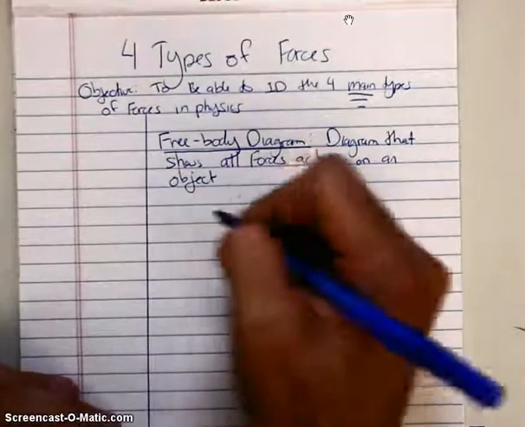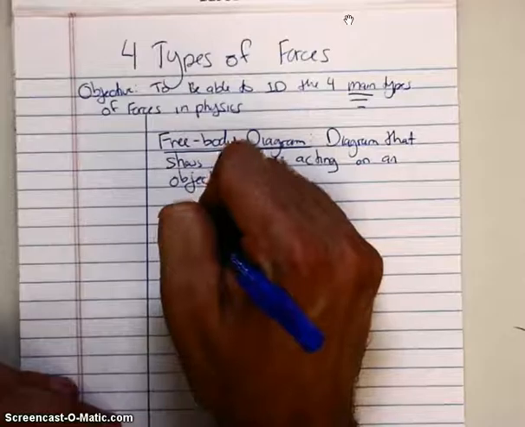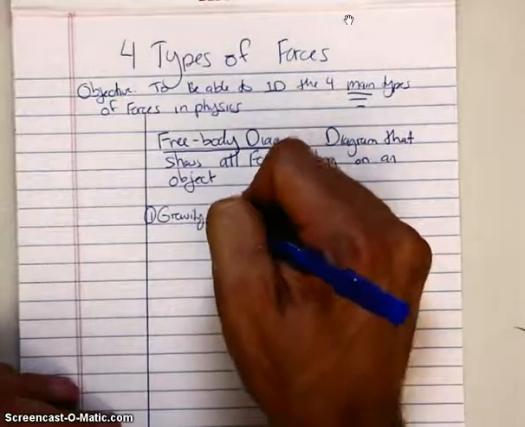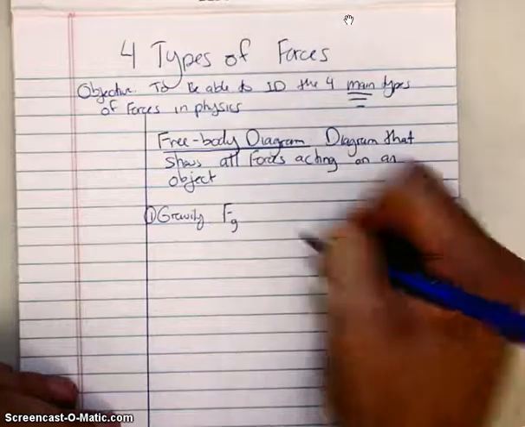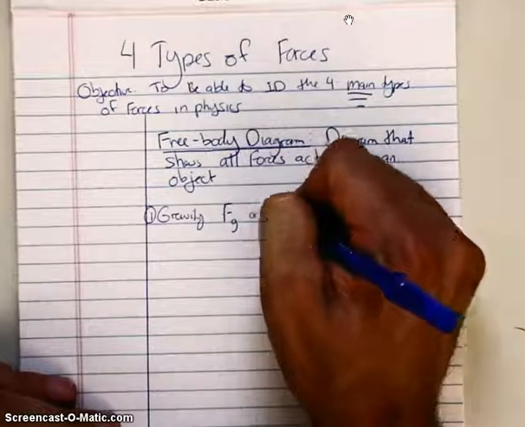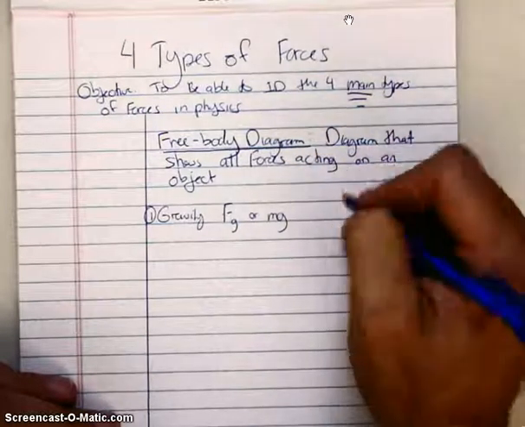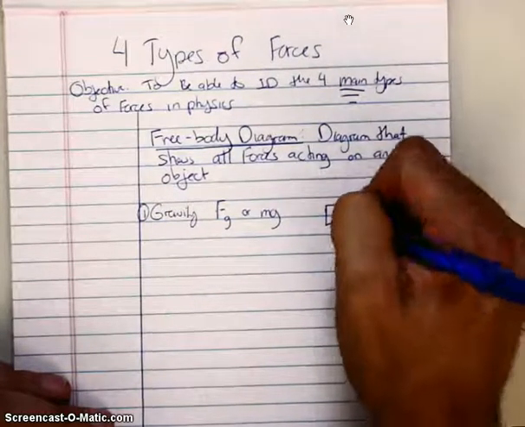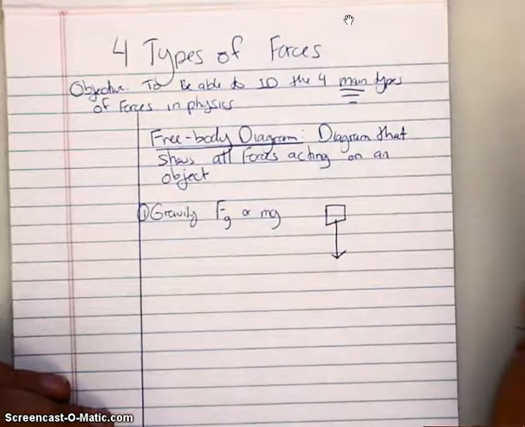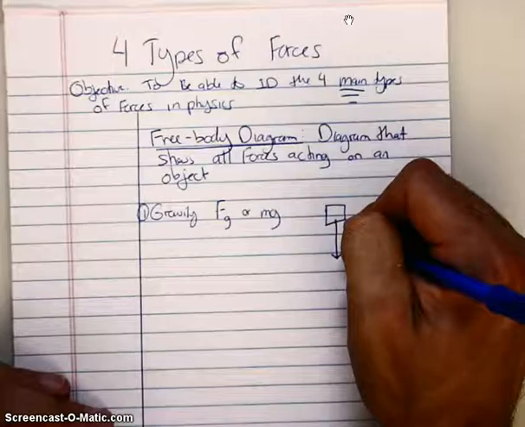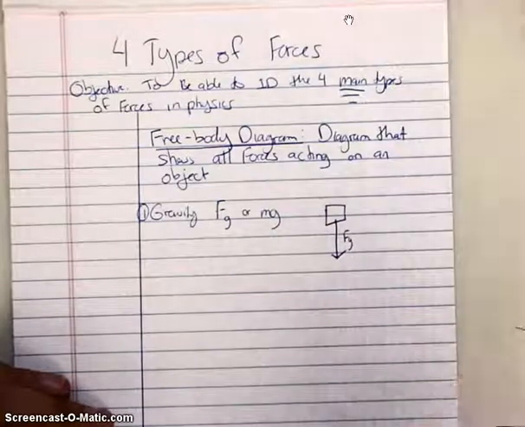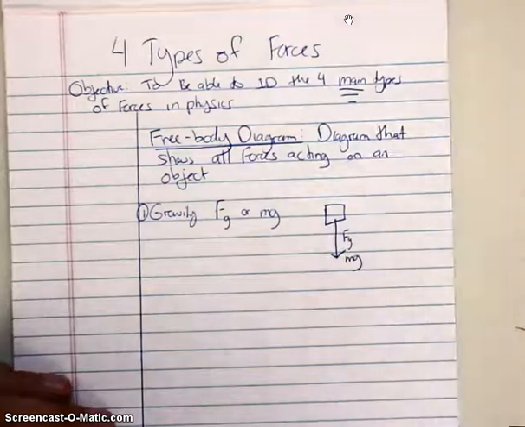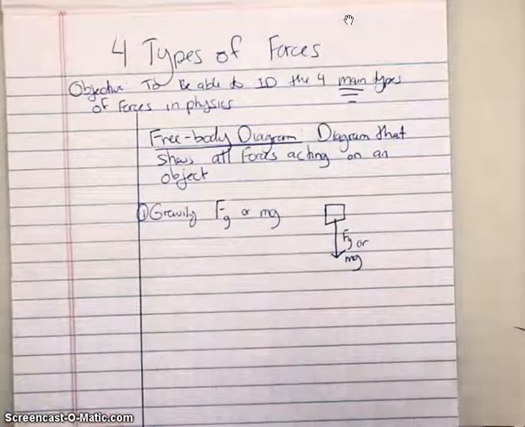Well, the first force is going to be gravity. This is going to be our first force, gravity. And we denote gravity typically by capital F, lowercase g, or mg. And so when we draw an object, any object, doesn't matter what, we would draw an arrow pointing down because gravity always points down, and we would put F of g right there. So that shows us that gravity is one of our forces, Fg, or we put mg right there. Either one of these works, whatever you're comfortable with.